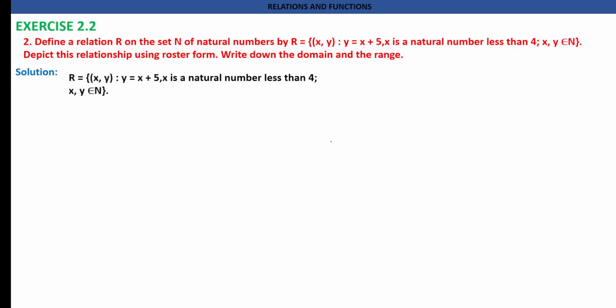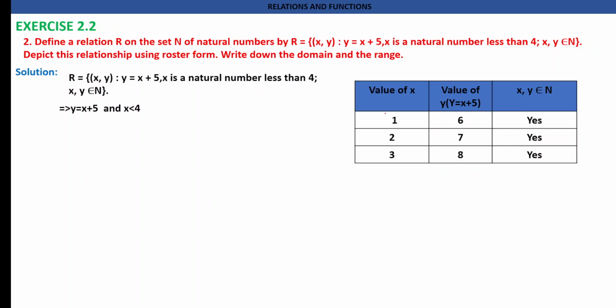Solution. Given the relation R = {(x, y) : y = x + 5, x is a natural number less than 4, (x, y) belongs to natural numbers}. We know that y is equal to x + 5 as per the given relation, and x is a natural number less than 4, as specified here. Now, let's validate this. For x less than 4, what are the valid values? Valid values are 1, 2, 3.